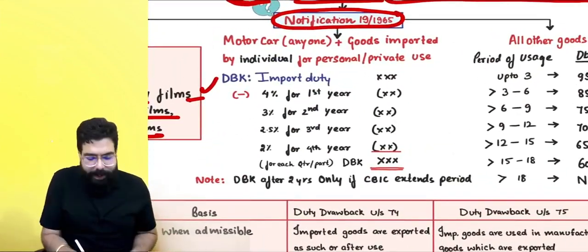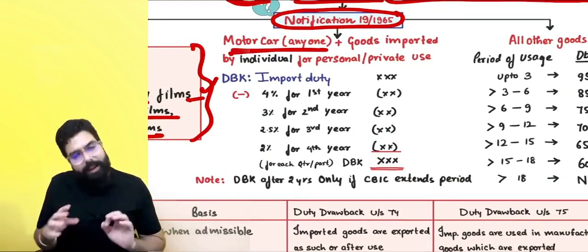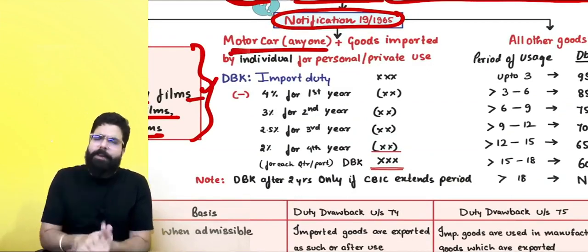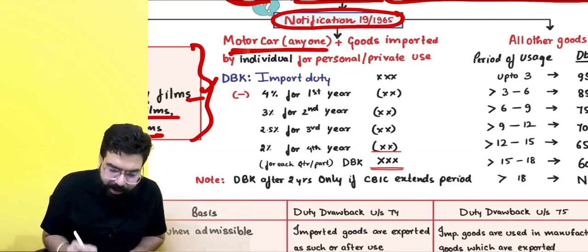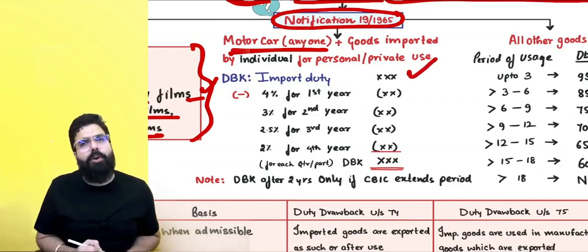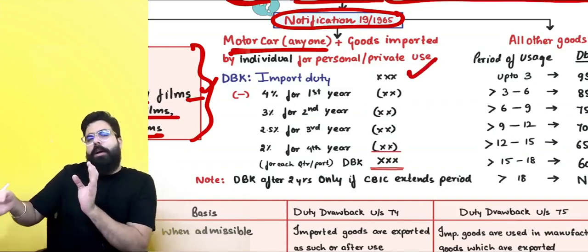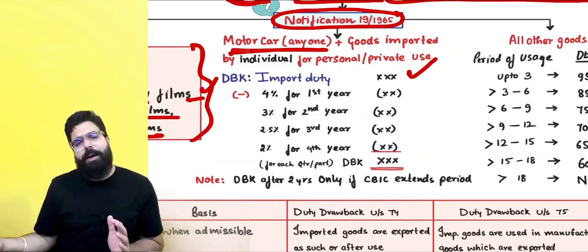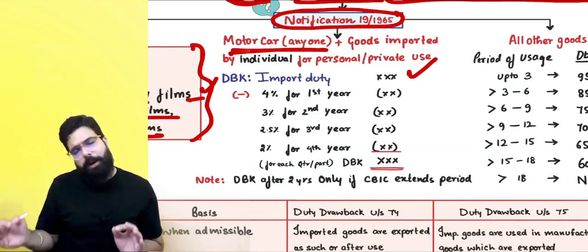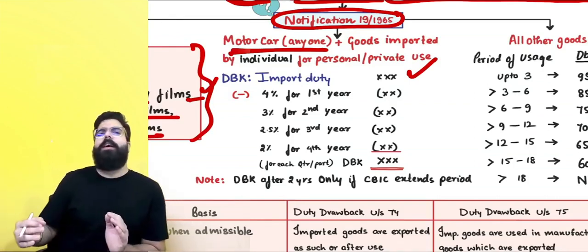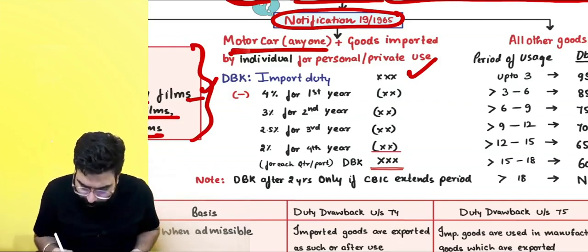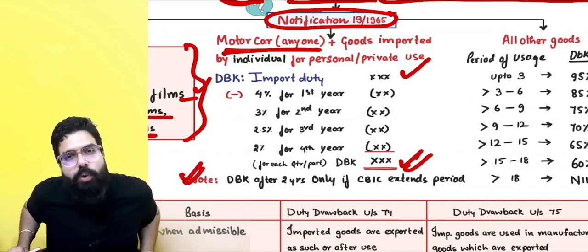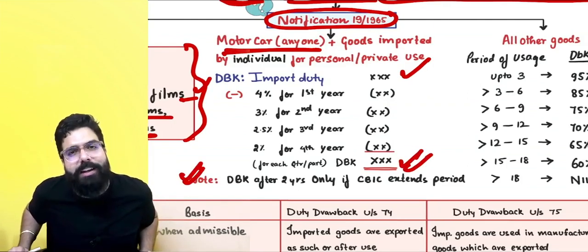Okay, sir. Other than these items, if a motor car is being exported, by whom, sir? By an individual or by a company or business. Means business entity, non-business entity. Always remember, you will fall in the second criteria, which says whatever import duty you paid, 4% reduction per quarter for the first year. Second year, 3% reduction per quarter or part thereof. Third year, 2.5% reduction per quarter or part thereof. Fourth year, 2% reduction per quarter or part thereof will be done, and the remaining amount will be given as duty drawback. However, duty drawback after 2 years is only given if the CBIC extends the time period.